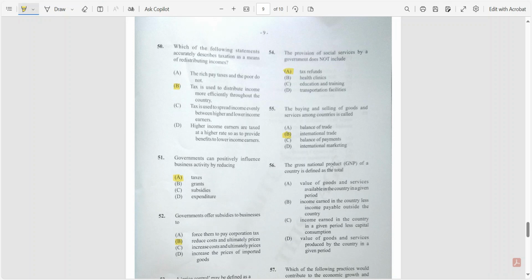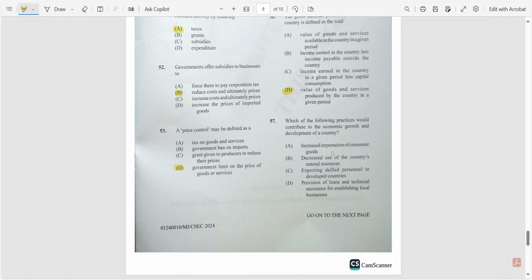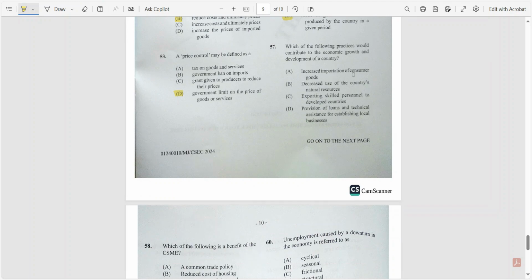The gross national product of a country is defined as value of goods and services available in country in a given period, income earned in the country less income payable outside the country, income earned in the country in a given period less capital consumption, or value of goods and services produced by a country in a given period. And 56 is D. 57. Which of the following practices would contribute to economic growth and development of a country? Increased importation of consumer goods, decreased use of the country's natural resources, exporting skilled personnel to developed countries, or provision of loans and technical assistance for establishing local businesses. And 57 is D.